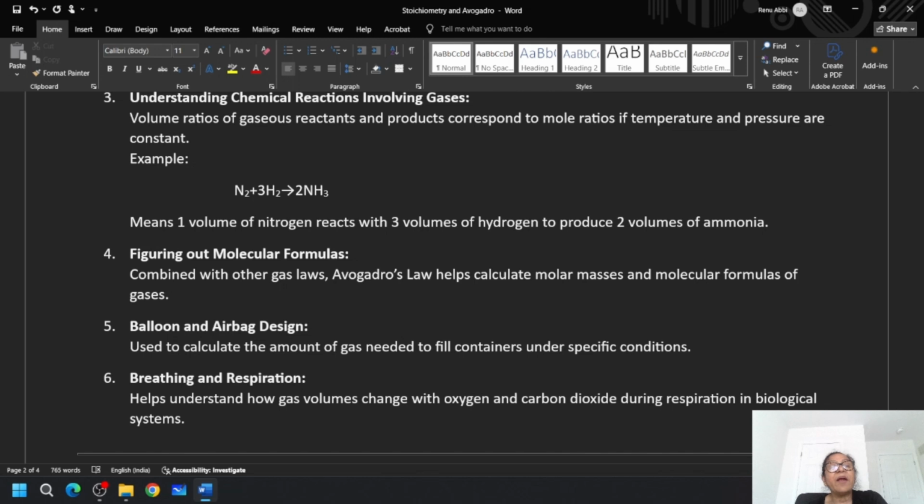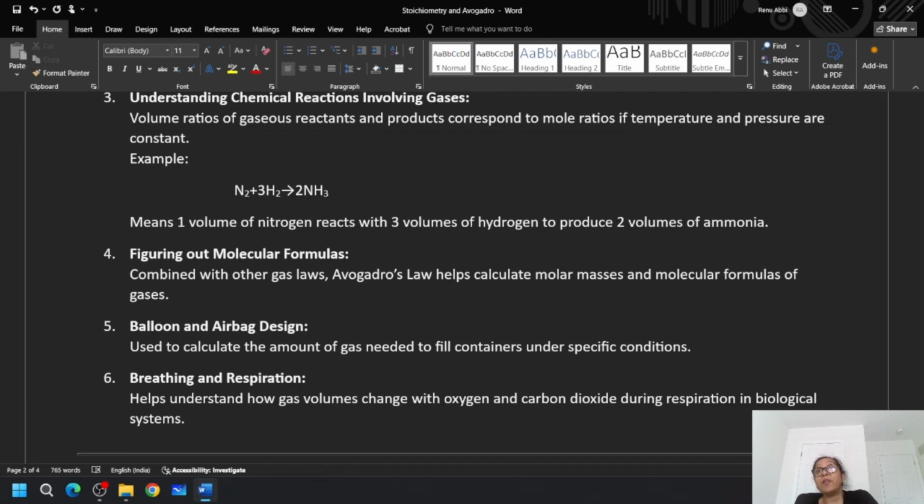Balloon and airbag design. It is also used to calculate the amount of gas needed to fill a container under specific conditions. You know that in the airbags we use in cars, during an accident, how much the airbag is going to open, or how much air is going to be filled, that is also calculated with the help of Avogadro's law.